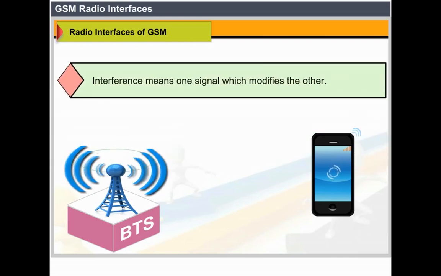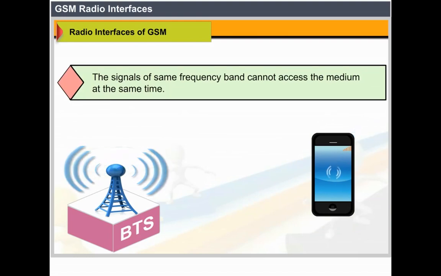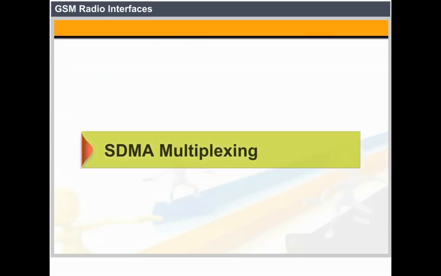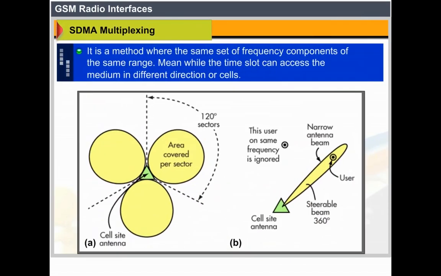Interference means one signal modifying the other. The signals of the same frequency band cannot access the medium at the same time. SDMA multiplexing: a method in which the same set of frequency components of the same range and at the same time slot can access the medium in different directions or cells.